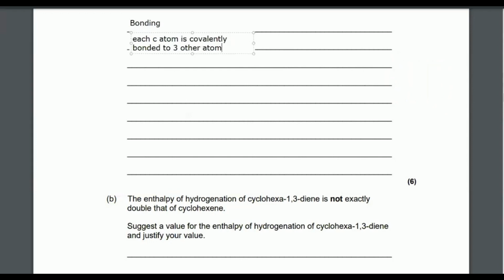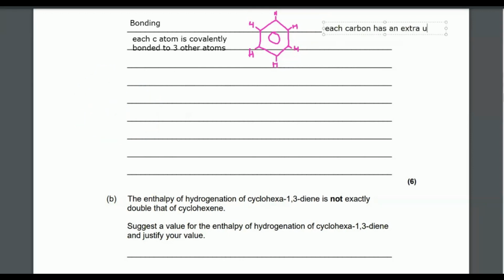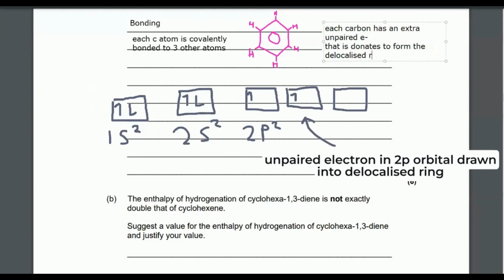Okay, bonding. Each carbon atom is covalently bonded to 3 other atoms. So think about a benzene ring. It's got a carbon atom either side of it and 1 hydrogen coming off. Obviously, C6H6 is the formula for benzene. What's unusual about that is that normally carbon, which is in group 4, would have 4 electrons in its outer shell, so it would have 2s2 and 2p2.